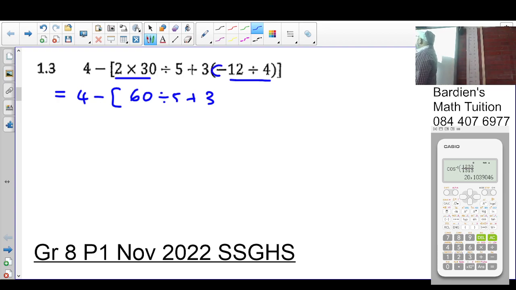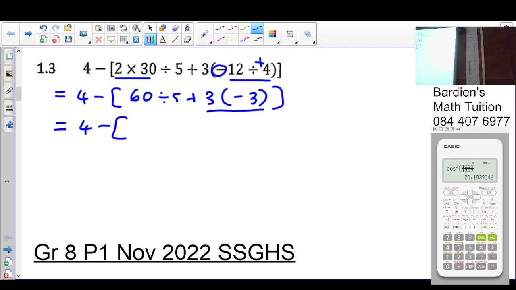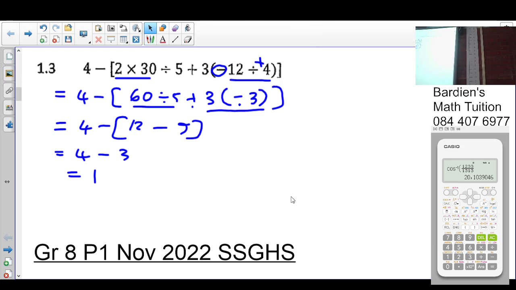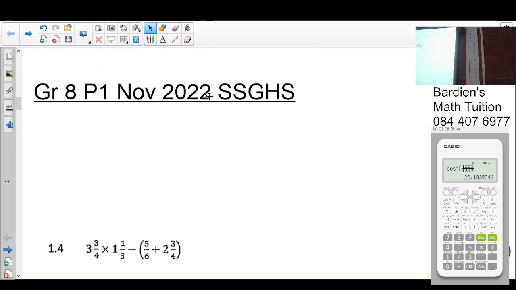What's negative divided by positive? Negative 12 divided by 4 is negative 3. What does this bracket stand for? Multiplication, and that's division. 60 divided by 5 is 12. Positive times negative is negative. 3 times 3 is 9. There's 4 minus. What's 12 minus 9? 3. 4 minus 3 is 1. Okay.